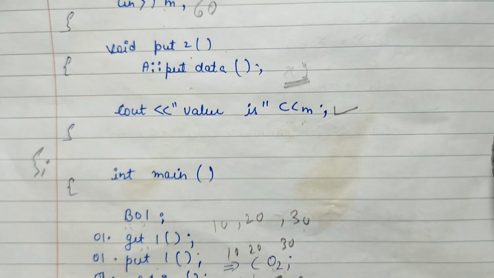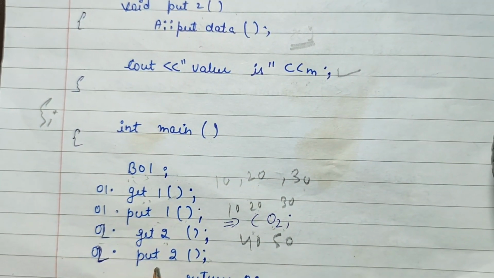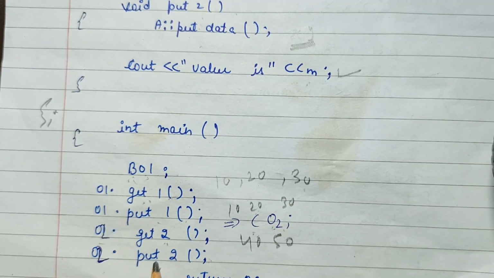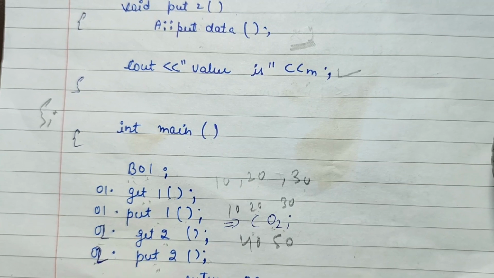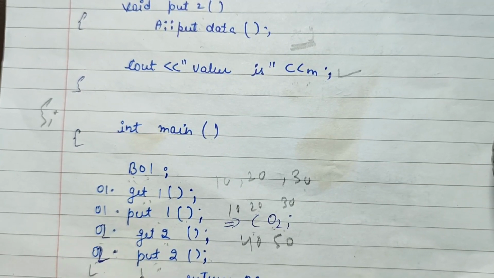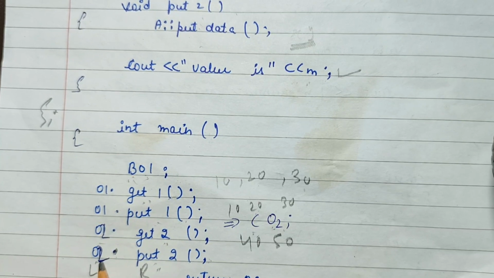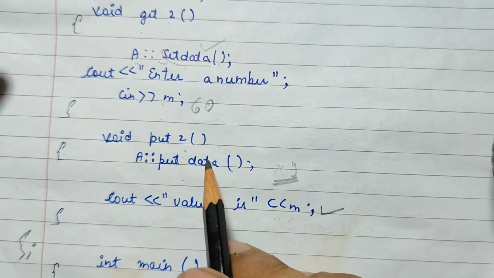After this we are calling put two member function. I hope all of you know how to call a member function. For calling a member function, we require caller object. O2 is the caller object, and dot membership operator is required. Now dot membership operator has two sides, left side and right side. On the left hand side, always use object, caller object, and on the right side always use member function name. When put two member function is called control jumps to function definition here.